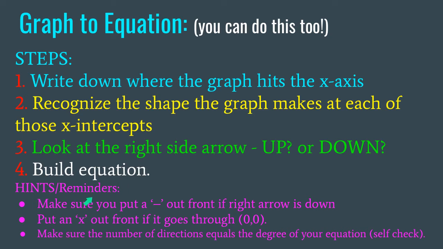Now, some hints or reminders to remember. Make sure you put a negative sign out front if the right-hand arrow is down. And make sure you put an x out front if it does go through 0, 0. If your graph goes through the middle, 0, 0, the origin, you do need a plain x out front. And then make sure the number of directions equal the number of degrees in your equation. That's kind of a way I would use as a self-check. That is the main ideas for polynomials as you're getting started in this new unit.